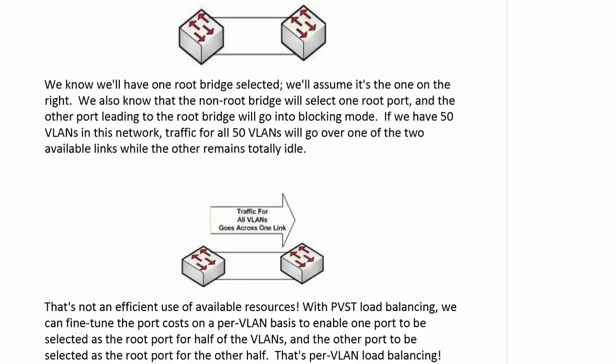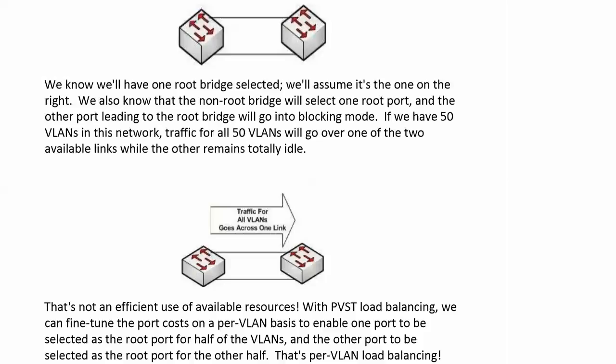And that's not a good way to run things. That's not an efficient use of our resources. What we can do with per VLAN spanning tree load balancing is fine-tune the port costs on a per VLAN basis. Sounds familiar, something I think we've done before. And what we're going to do is enable one port to be selected as the root port for half of the VLANs and the other port to be selected as the root port for the other half of the VLANs. That's per VLAN load balancing.